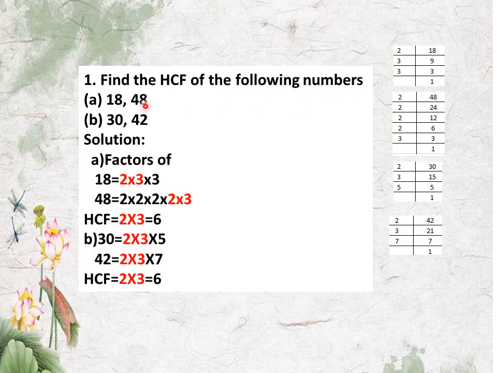Similarly, we are going to take out the factors for 48. For the factors of 48: 2 2s are 4, 2 4s are 8. Then again by 2, 2 1s are 2, 2 2s are 4. This number we are going to write later. Then 2 6s are 12, again 2 3s are 6, 3 1s are 3. So all the factors we have obtained, we will write here, the factors of 18 as well as the factors of 48. Now the factors for 18, what are they? 2 into 3 into 3. Now the factors for 48 are 2 into 2 into 2 into 2 into 3.